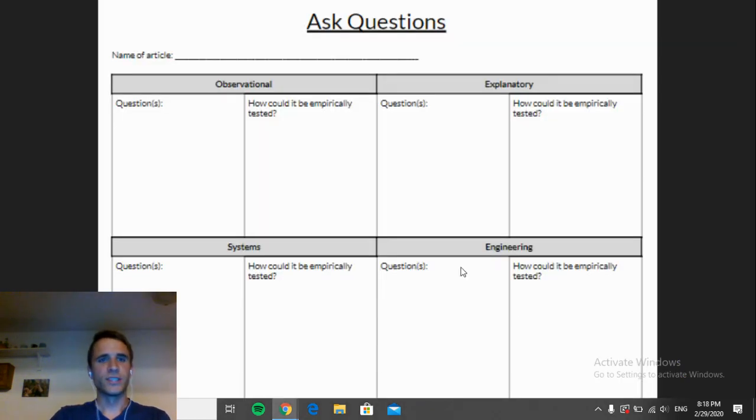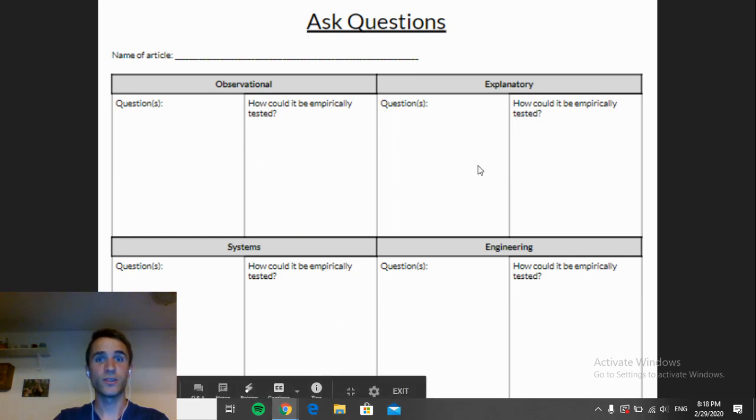You're going to fill in this graphic organizer, guys. On this organizer, you have the 4 different types of questions. You're going to write at least 1 question in each category, and then explain how you could empirically test it in the right-hand box for each category. Okay, you're going to do 2 articles.